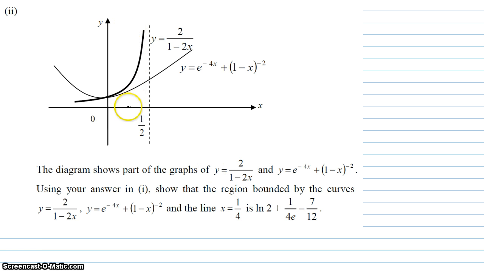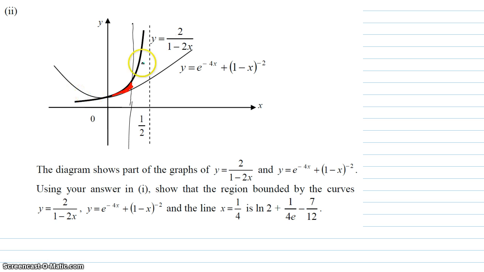Well, there's a half, so a quarter is probably in here somewhere. Yikes, that's not very straight. Oh well. So the region we're looking at is this region in here. So I need to show, or rather demonstrate, that the area of this region in here is ln 2 plus 4 over e minus 7 over 12. Well, how am I going to do that?